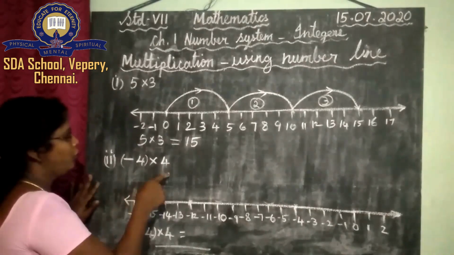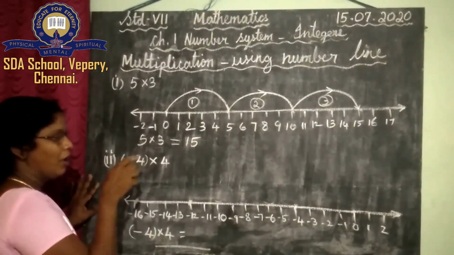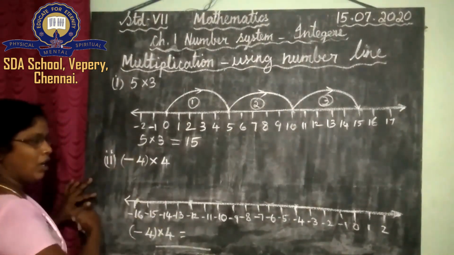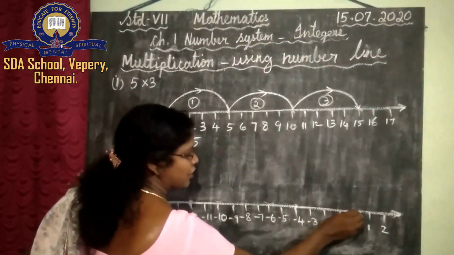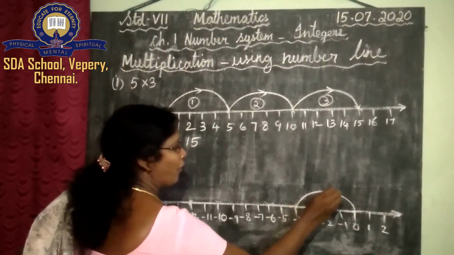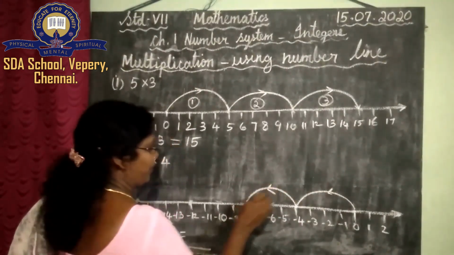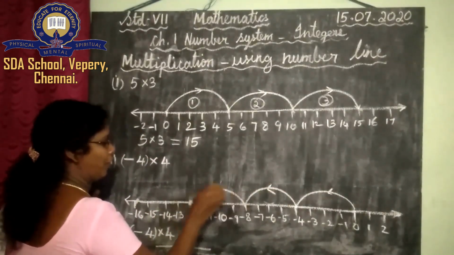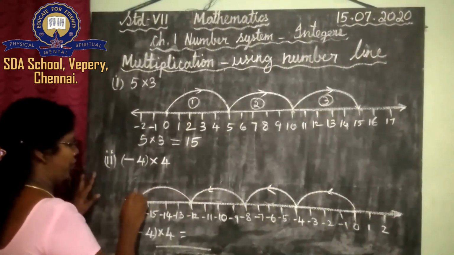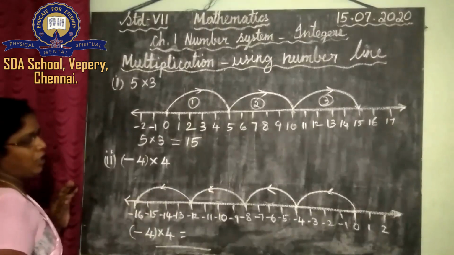Minus 4 into 4. We have to count 4 units. How many times? 4 times. But since it is negative, we have to go to our left side. So start with 0. 1, 2, 3, 4. 1, 2, 3, 4. 1, 2, 3, 4. 1, 2, 3, 4. See the arrow mark, it travels on your left side.